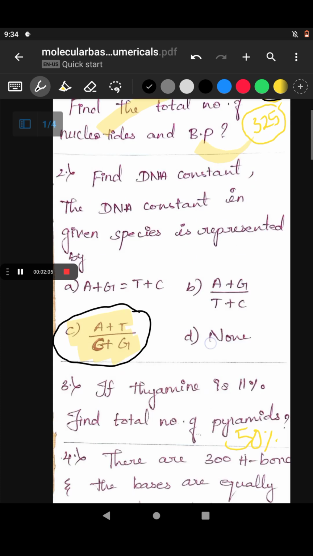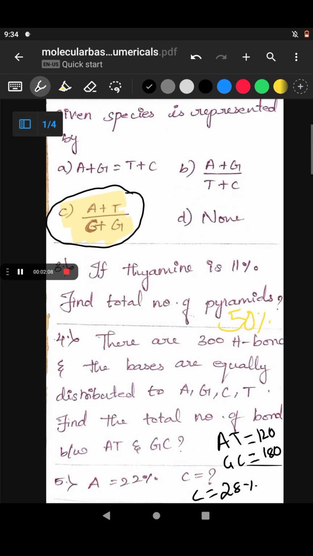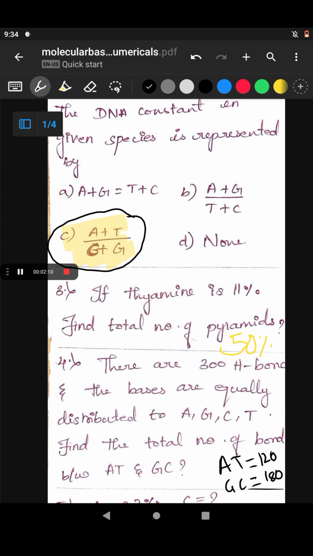The third problem is, if thymine is 11%, find the total number of pyrimidines. So you should understand that pyrimidines include cytosine, uracil, thymine. I ask my students to remember it as CUT. And purines are AG. So they have given thymine. In a DNA, if thymine is there, then there is no possibility of uracil. So thymine and cytosine you have to take. Find the total number of pyrimidines in a DNA. So you can take the ratio and do it.